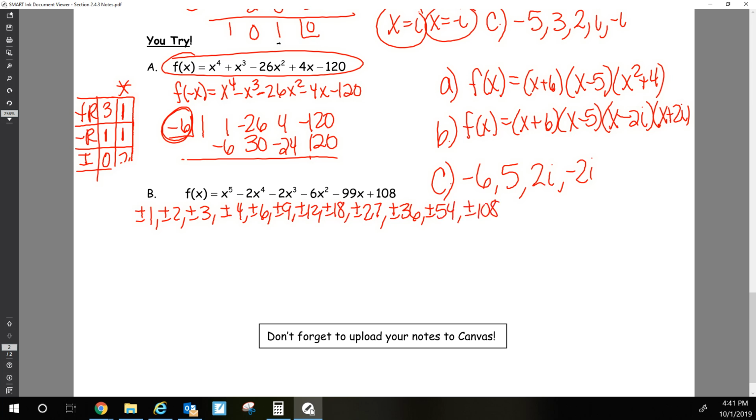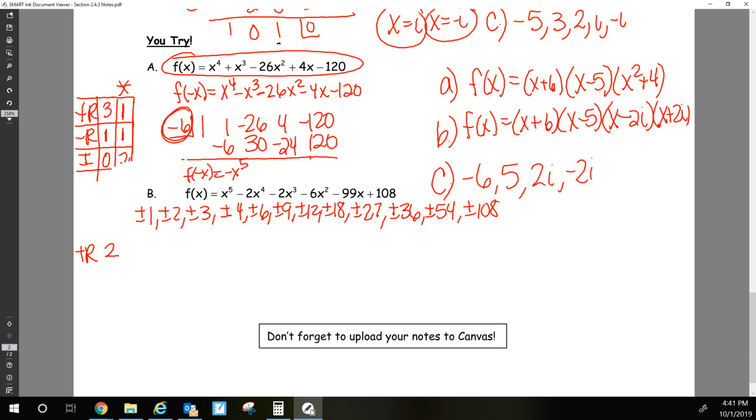All right, how many times does it change signs? Positive to negative is 1, and then back to positive is 2. So for my positive reals, we have a possibility of 2. What about negative x? For our negative reals.